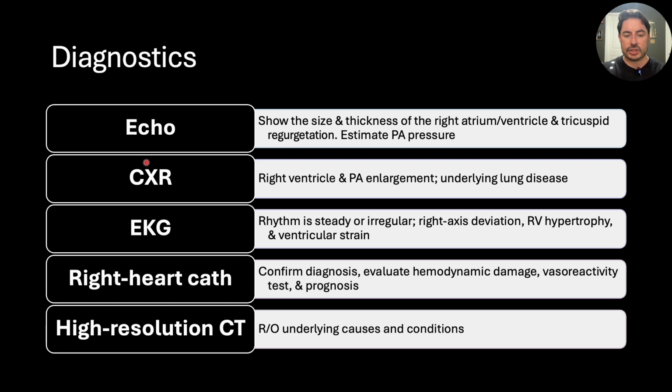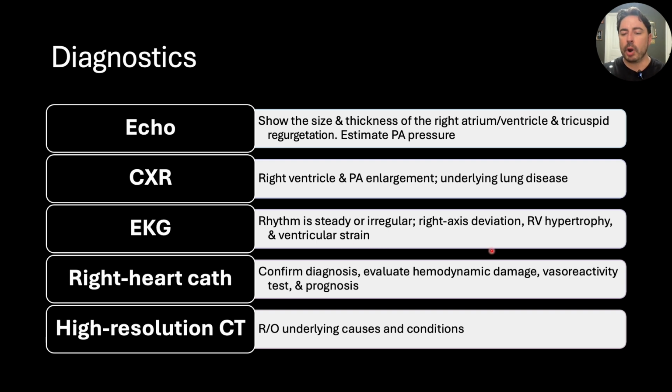When we look at a chest x-ray, we're going to see the right ventricle and pulmonary artery enlargement. This typically we will see with underlying lung disease like COPD. EKG, rhythm is steady or irregular. You're going to have a right axis deviation, right ventricle hypertrophy, and ventricular strain.